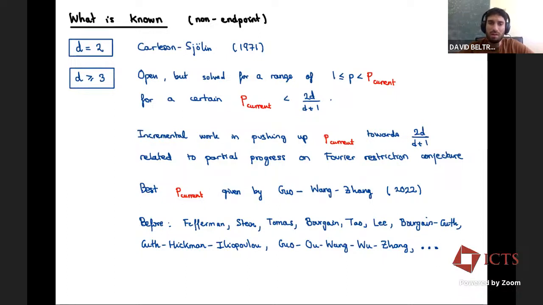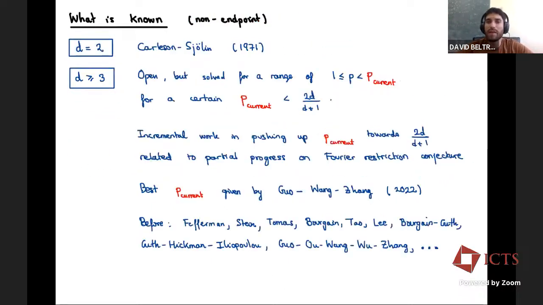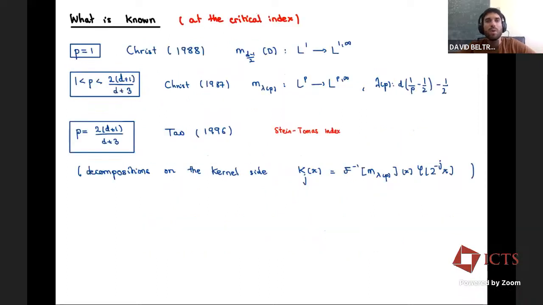But before, many people have contributed to this problem, and I've listed quite a few names here, but this list is by no means exhaustive. And there are many others that have also contributed to understanding Bochner-Riesz and to push this p current as high as possible. I didn't write out what is the p current because that's not the purpose of the talk somehow. So what is known at the critical index for the endpoint version where weak type bounds are expected?